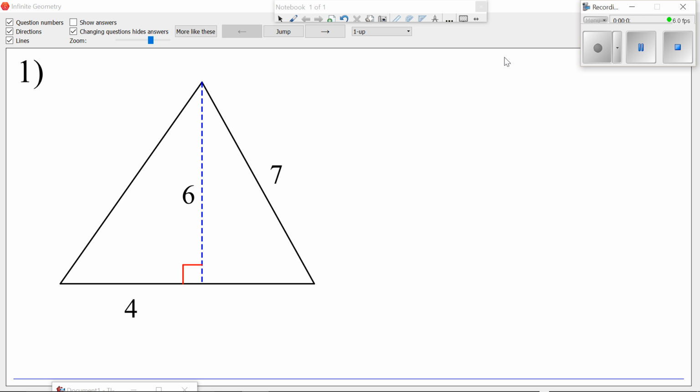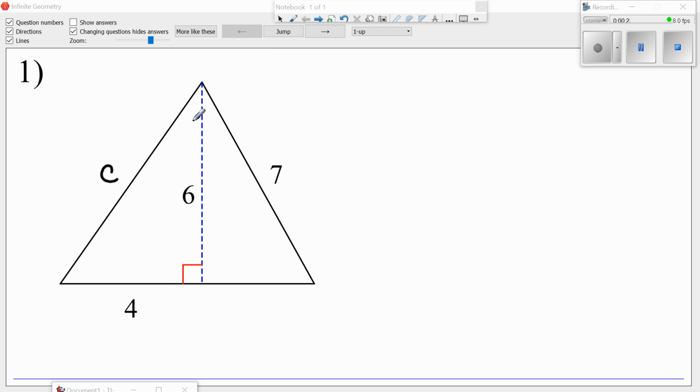Okay, hi. This lesson is on finding the perimeter of a triangle, or basically any figure. To find the perimeter of a figure, you have to add up all the sides that are on the outside of the figure. For example, this side here, which I don't know, I'm going to call it C.